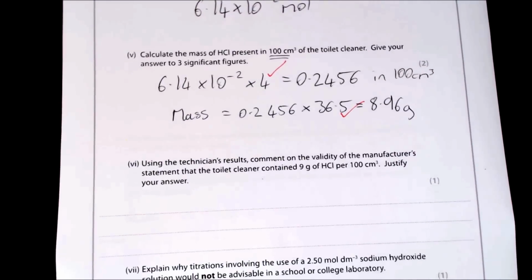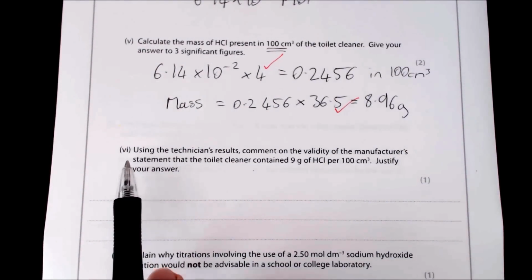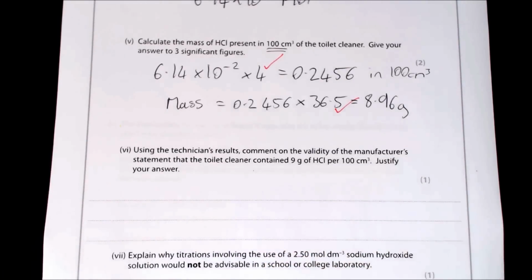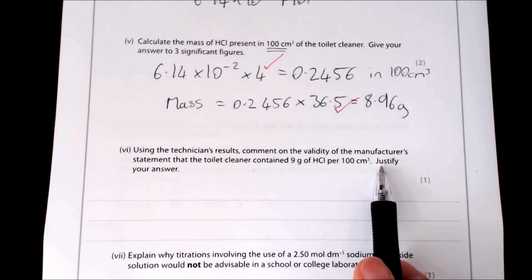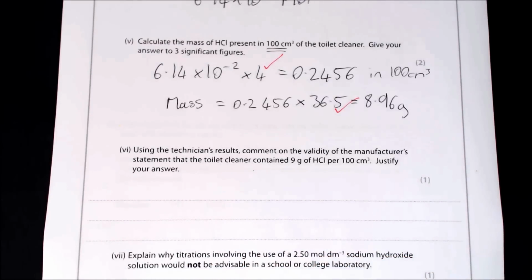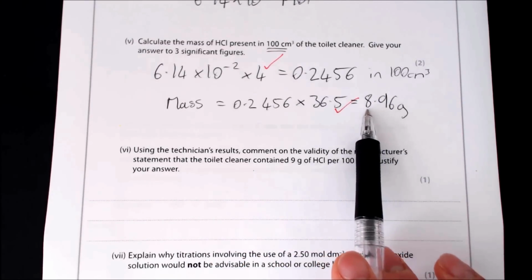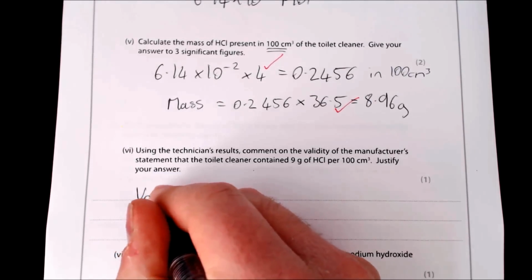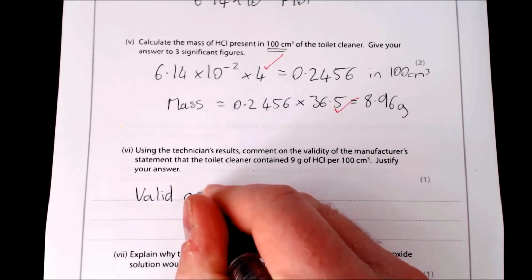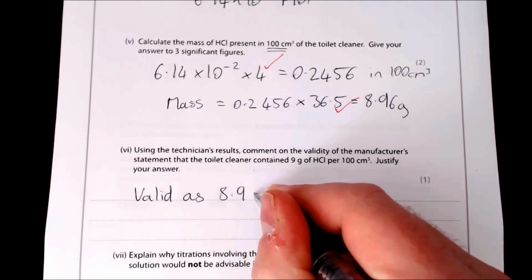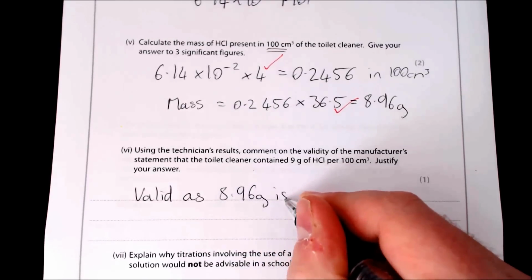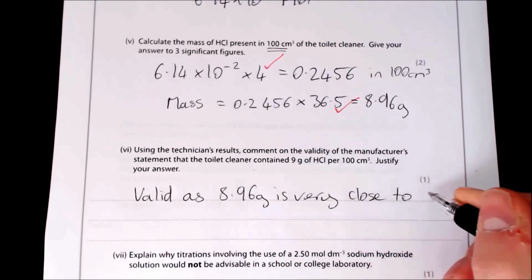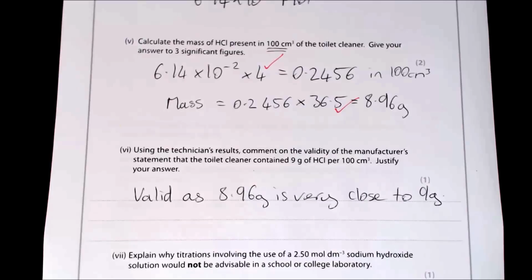Okay, and then next one. So V part 1, it says using the technician's results, comment on the validity of the manufacturer's statement that the toilet cleaner contained 9 grams of HCl per 100 centimeters cubed, and justify your answer. Well, you can see here that from the titration we've got 8.96 grams. That's pretty close to 9 grams, and so therefore we would say that the statement is valid, because 8.96 grams is very close to 9 grams. So yeah, it's not too bad.